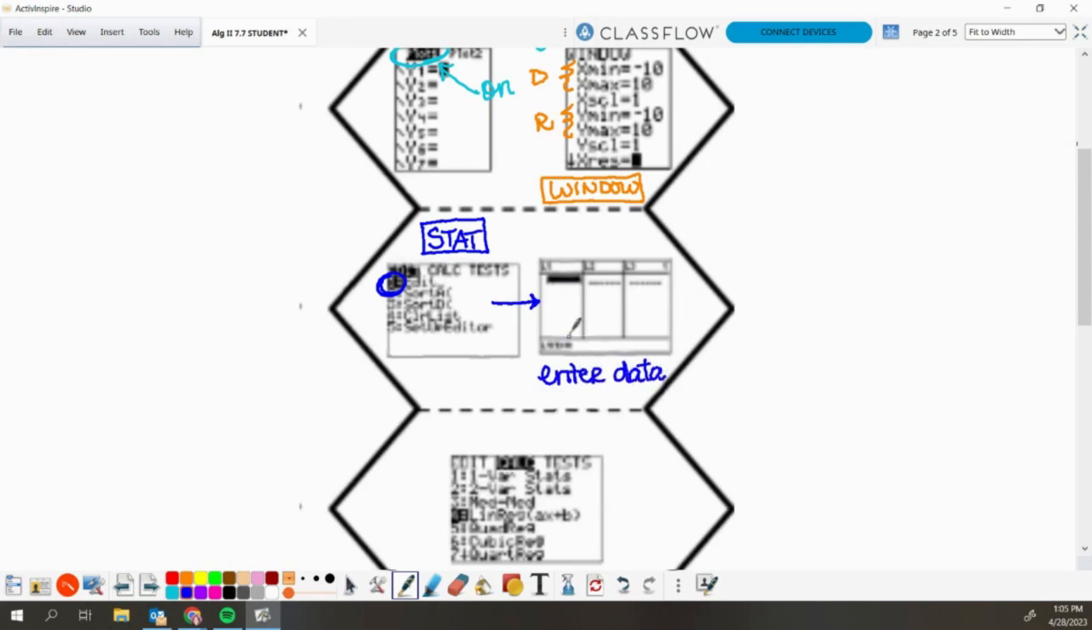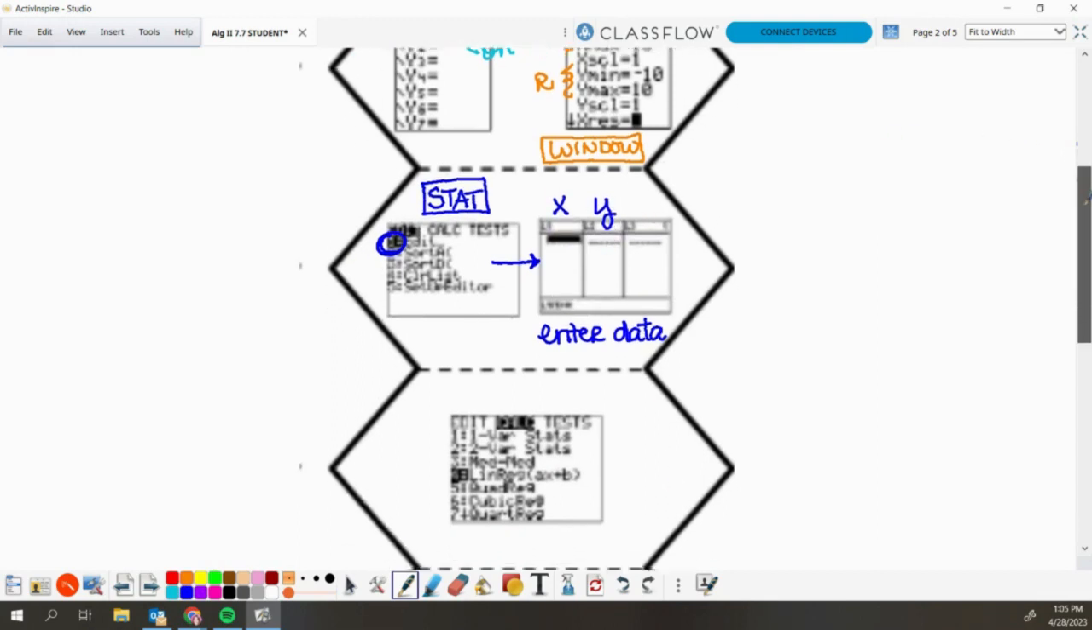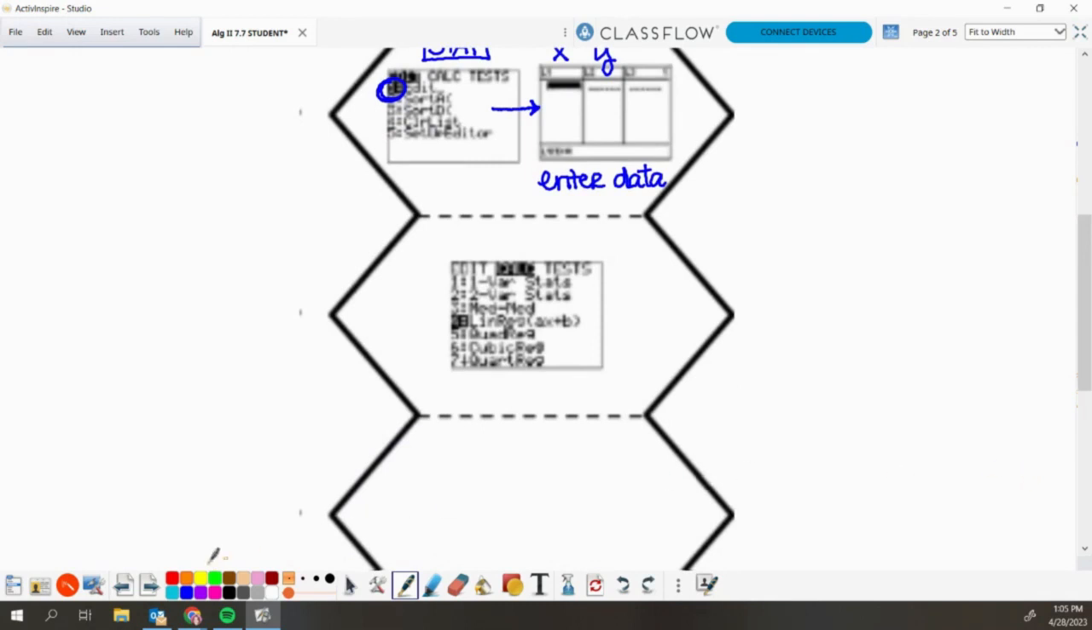All right. List 1 is the X values. List 2 is the Y values. Once you get list 1 and list 2 in, we need to get to this screen. This is also going to stat, but this time we arrow over to the calculate menu. That's this menu right here.